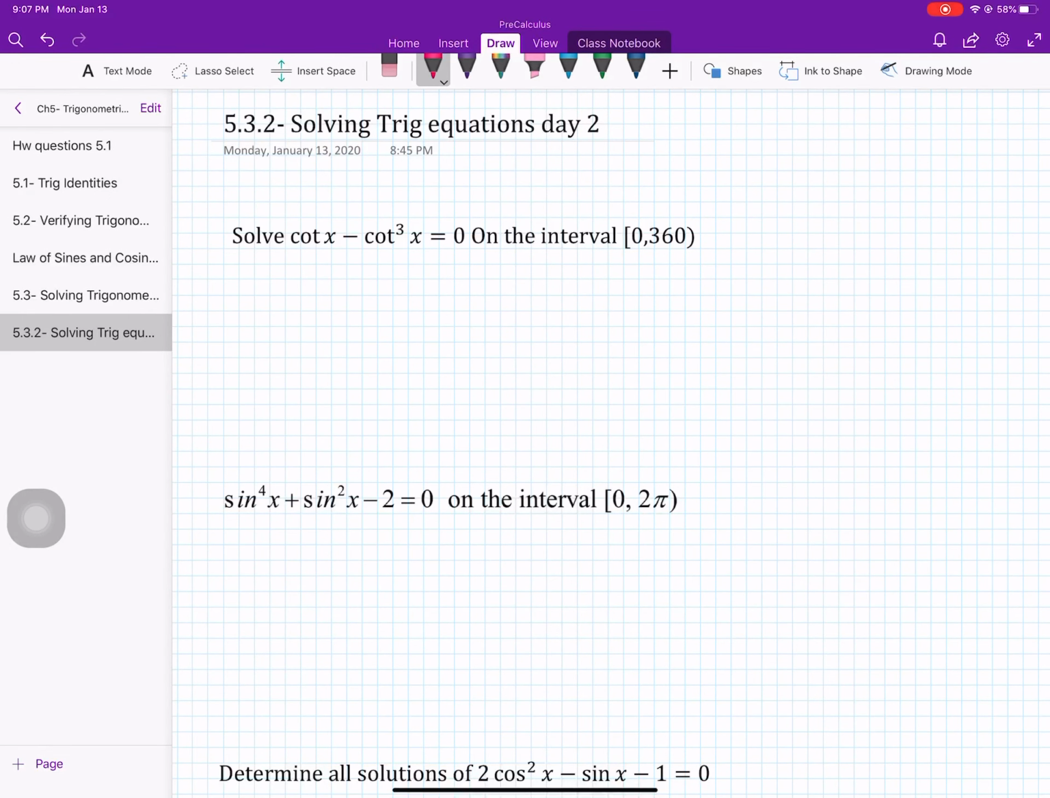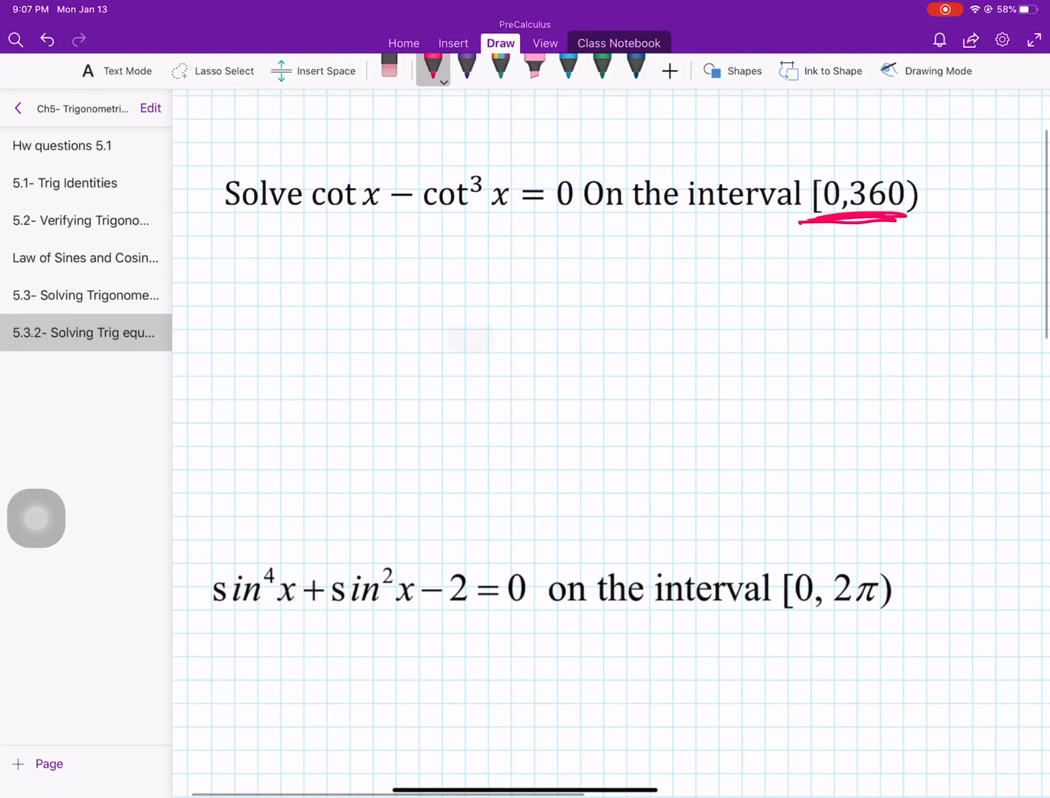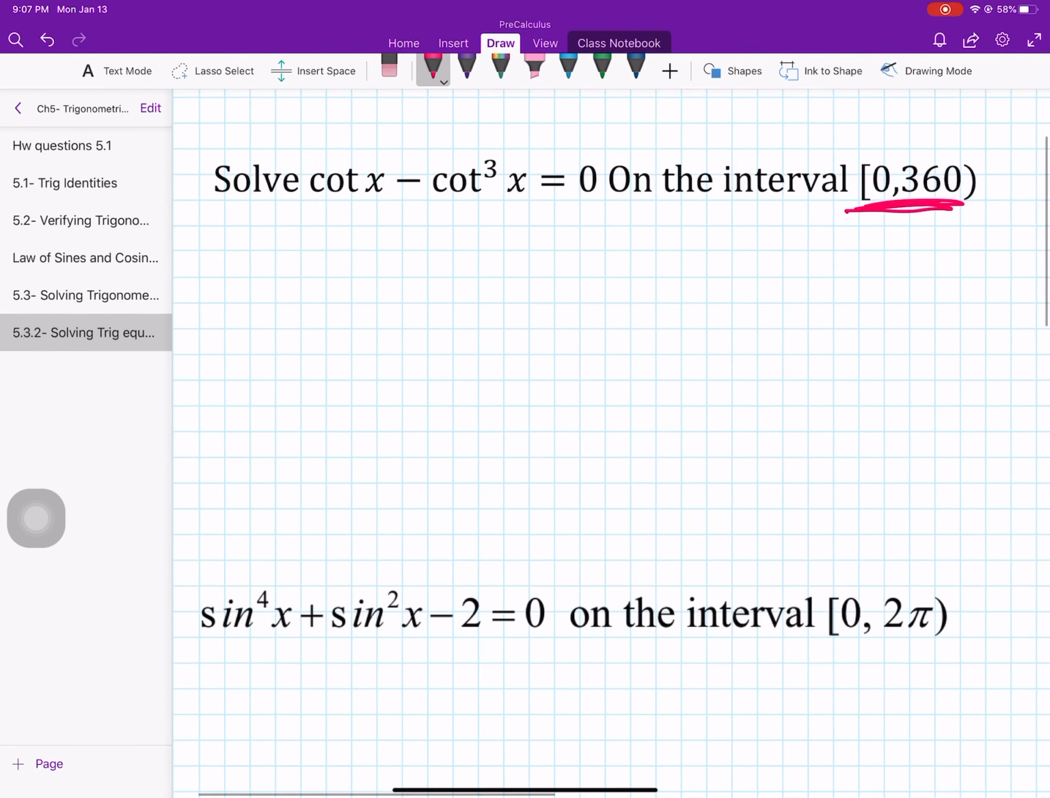Hello class, we're studying solving our trig equations for the second day, and I just have a couple examples I'm going to work through with you, similar to ones that are going to be on your assignment for today. So this first one says solve the cotangent of x minus the cotangent cubed of x equals 0 on the interval 0 to 360. So this again tells us that our angle is, number one, going to be in degrees and going to be in between 0 and 360. 360 not inclusive.